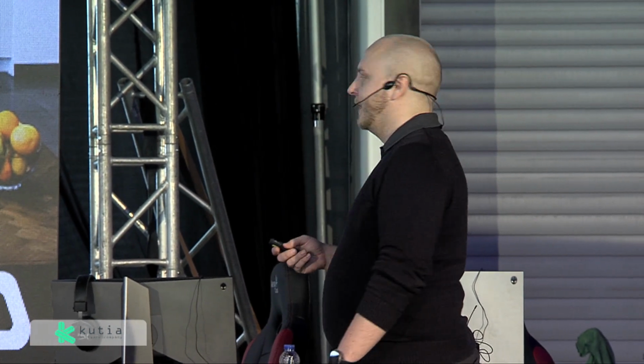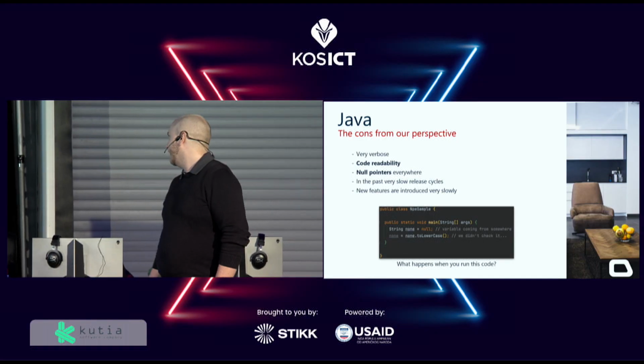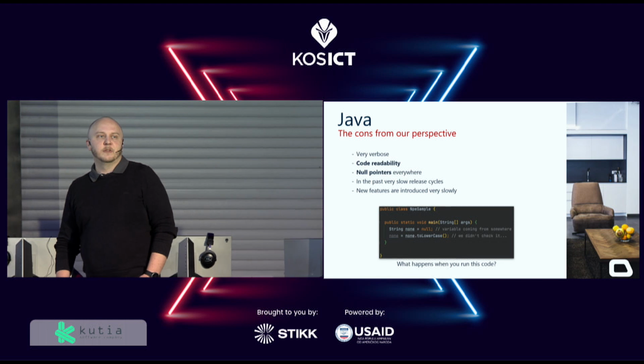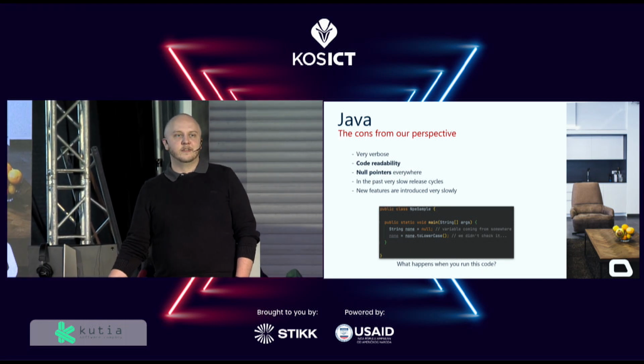Actually, I don't think you can read what I have in my black box there. Can someone read it? Okay. So actually, I just wanted to make an example of what happens if you run that code. In the first line, I define a variable and set it to null. In the next line, I try to lowercase the same variable, but without any checks or whatever. So what will happen? Any ideas?